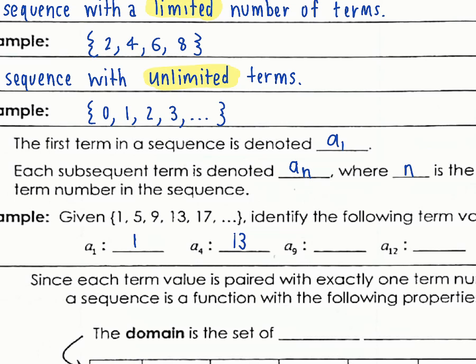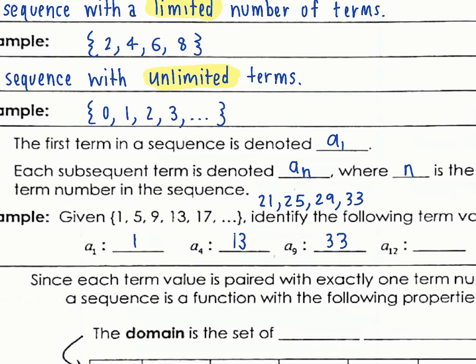We got 5 terms, right? So what's my sixth term going to be? What's 17 plus 4? Okay, so that's my sixth term. How about my seventh term? How about my eighth term? And how about my ninth term? 33. So boom, there's the one they wanted me to find, a sub 9. It's 33.